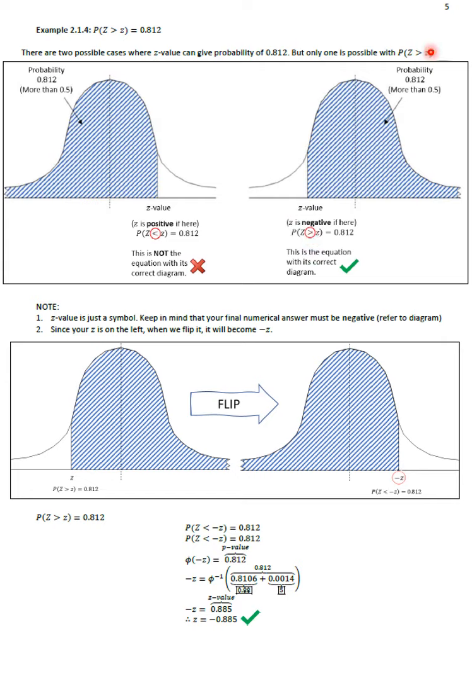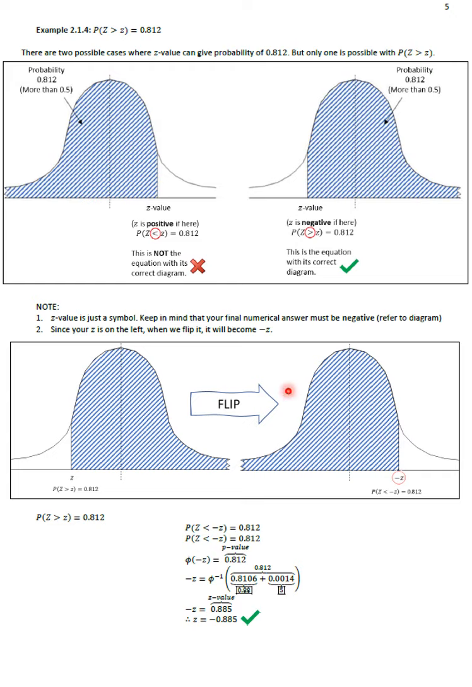If you look at the diagram here, remember that this area is the probability 0.812, and this is the z value that we want to find. Look at your z value: it is on the left side of your mean, so you should be expecting a negative numerical value for your z. Z is just a symbol here, that's why we write z, but your answer later should be negative. If you want to use the z table to find your z value, you cannot use this diagram. You have to flip it, because in order to use your z table, you should have this kind of diagram. It should be Z less than something.